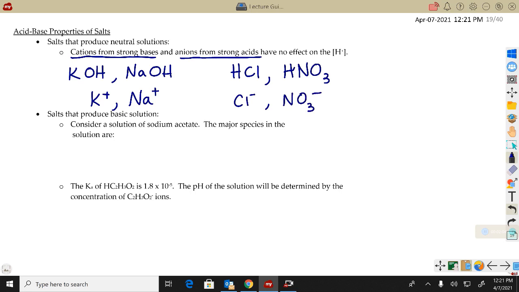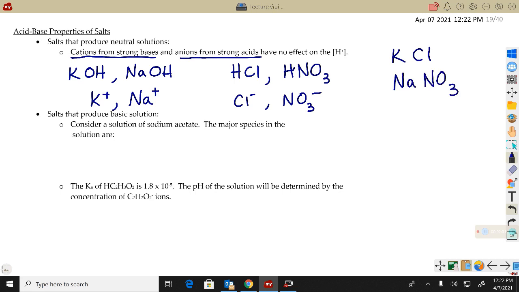So we're basically saying that if you put these ions together, you will have a compound that will have no effect on the hydrogen concentration in a solution. So think about possible combinations. I could have something like potassium chloride or something like sodium nitrate. Obviously, I could have sodium chloride and potassium nitrate.